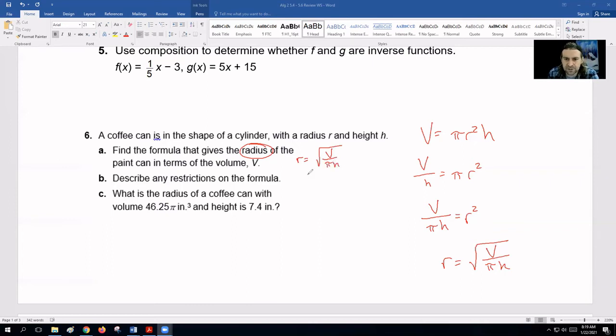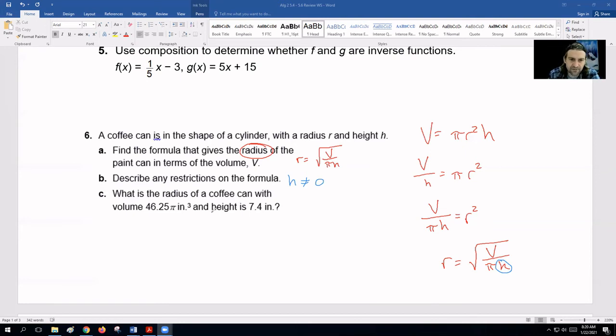Alrighty. Are there any restrictions to the formula? There is one restriction here, because we have a fraction, h cannot equal 0. You can never have a 0 on the bottom. It wouldn't work out, which makes sense too. If we have a cylinder, we have to have a height to it. Otherwise, it would just be a flat circle cut on a piece of paper.